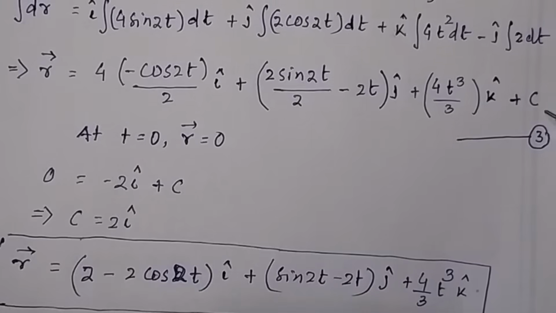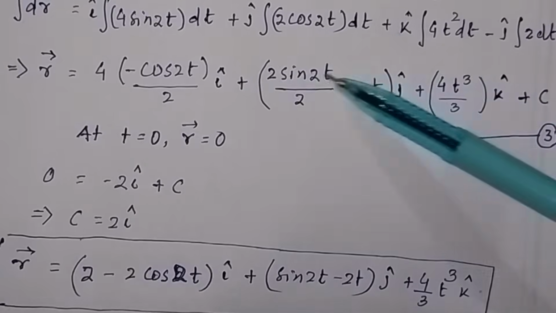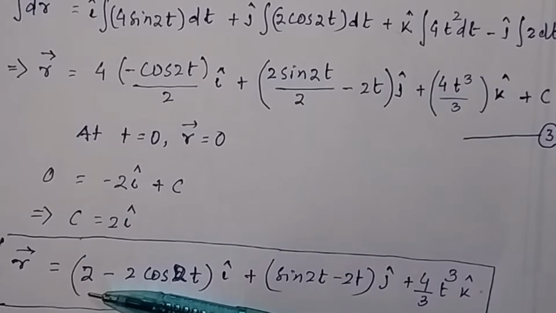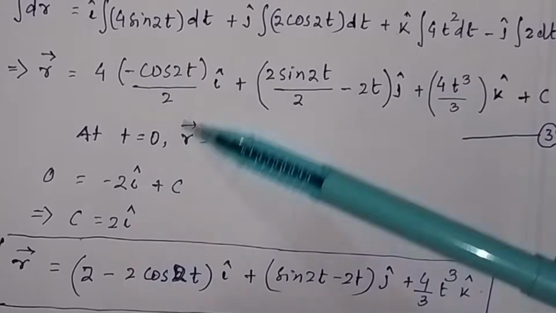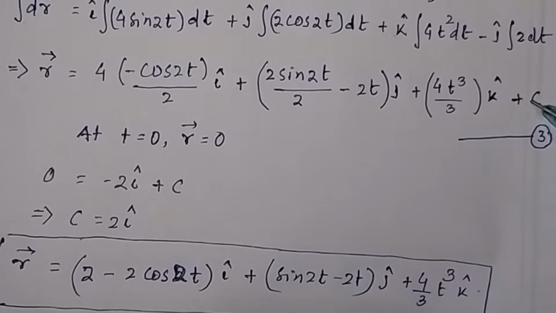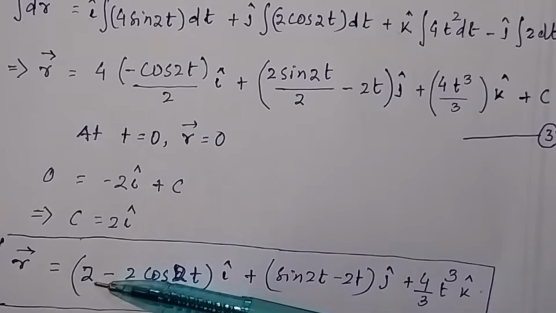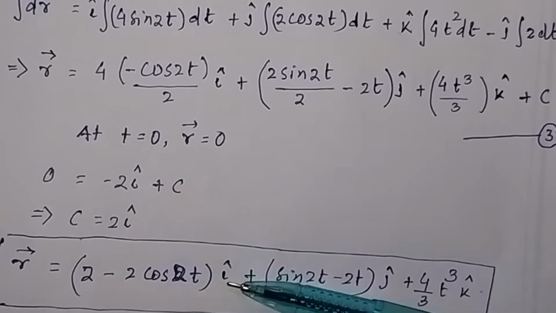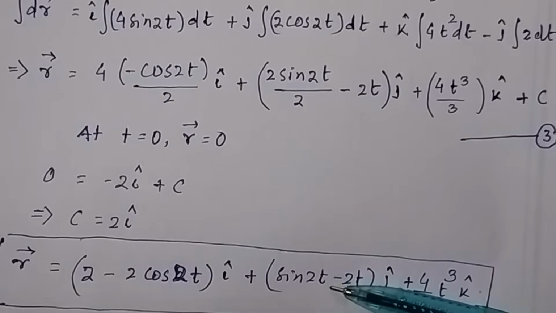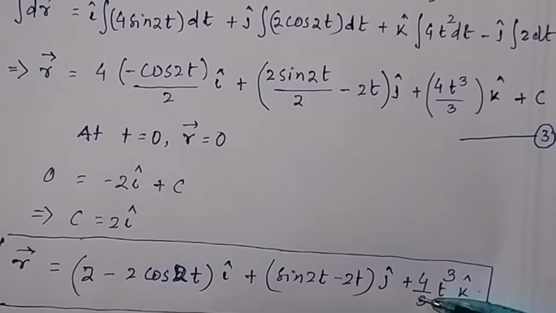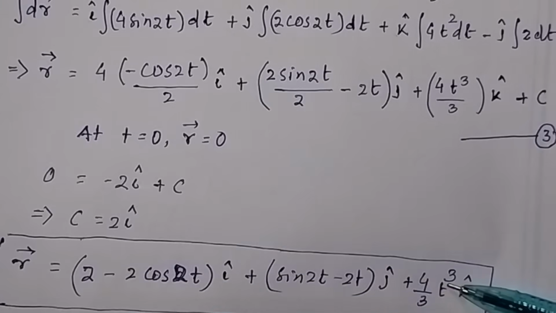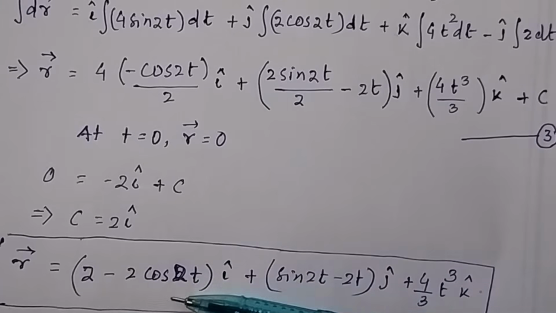So if you put the value of c here, that is 2 i cap, you can find out the equation for the displacement. So displacement equation r will be equal to, if you solve it, minus 2 cos 2t, and from here c, which is equal to 2 i cap, I have taken here. So if you take i cap common, 2 minus 2 cos 2t, plus from this you have sin 2t minus 2t j cap, plus 4 by 3 t cube into k cap. So this is your required equation for our vector function for the displacement.